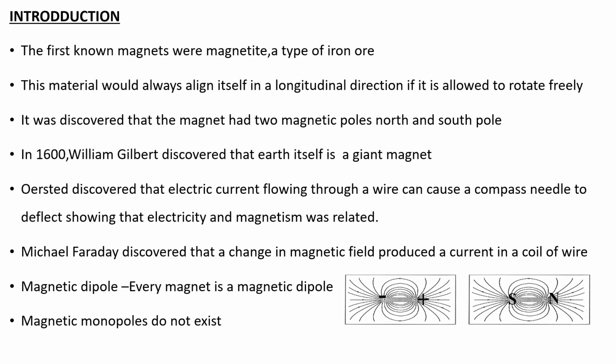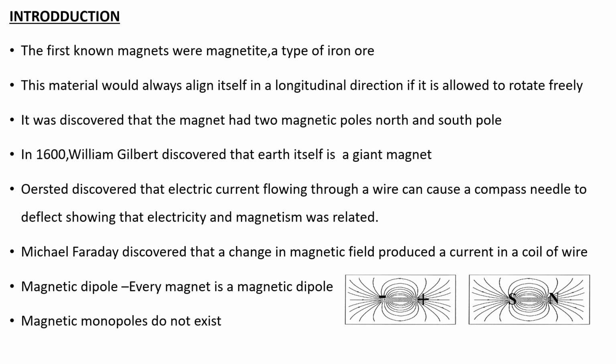And this property is used in the design of the compass. And this compass was discovered 2000 years back. And the magnetic field of magnetite was mapped with a compass. And from this experiment, it was discovered that the magnet had two magnetic poles, north pole and south pole.